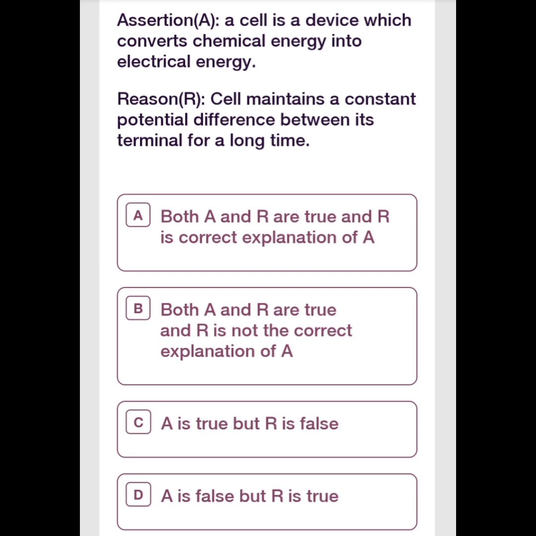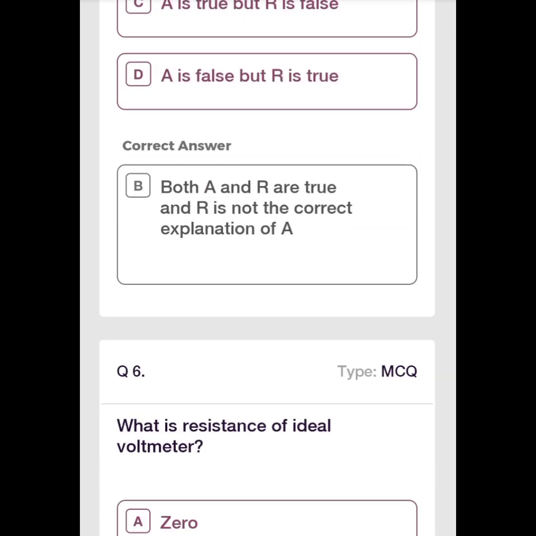That is not being discussed in the reason. So therefore, both are true, but R is not the correct explanation of A. Okay, so the correct answer would be option B.